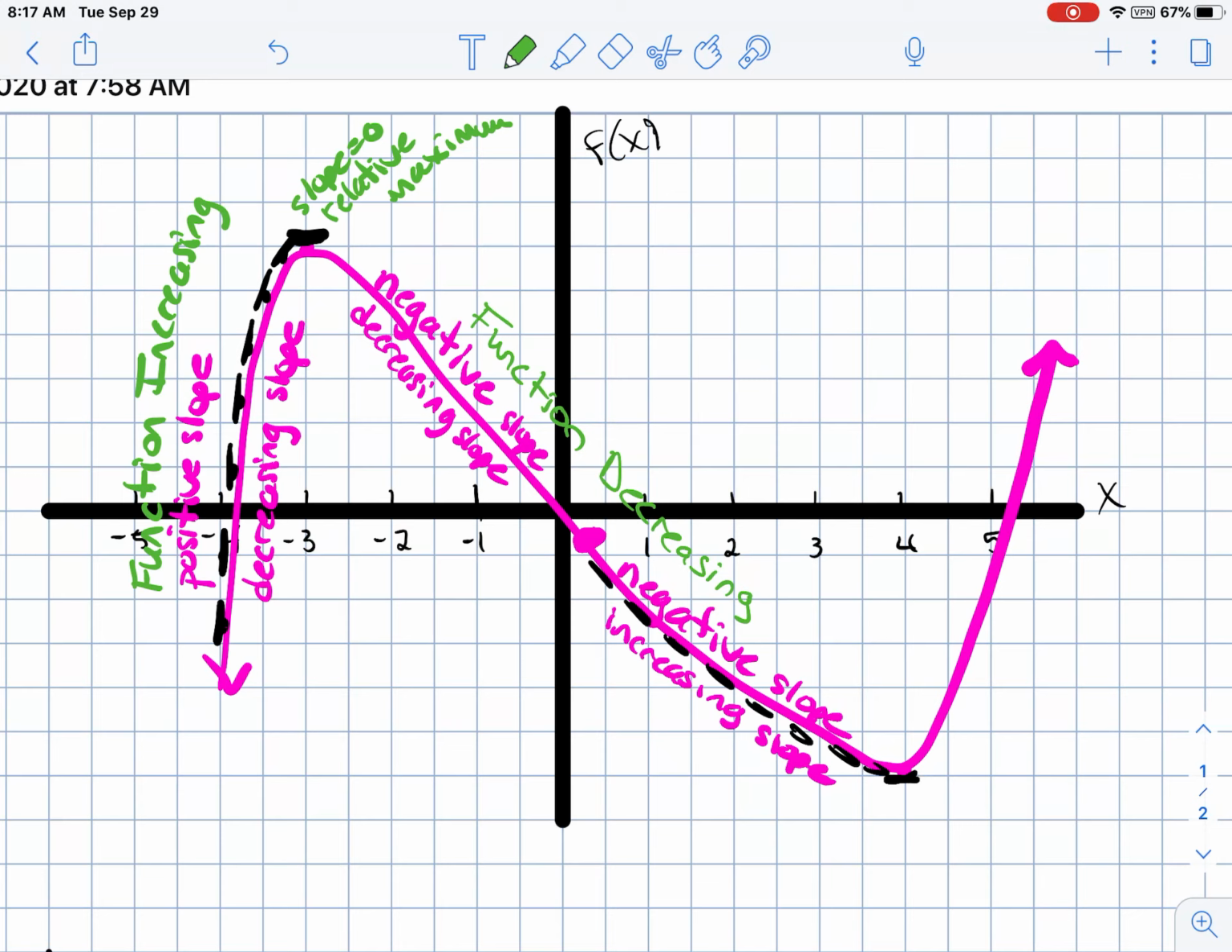Okay, then we can look at where the slope is 0 down here. We can say here that this slope is equal to 0, and that gives us a relative minimum. I can see that's a low point on the graph. It's a turning point, a low point on the graph.